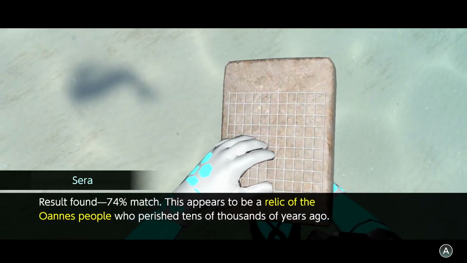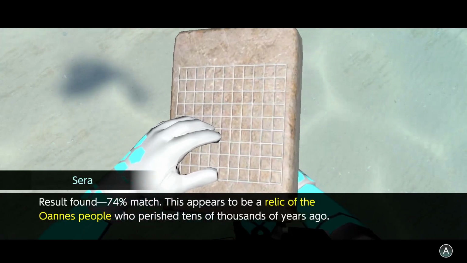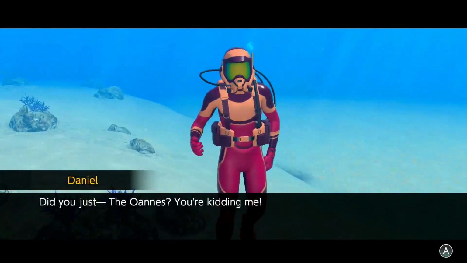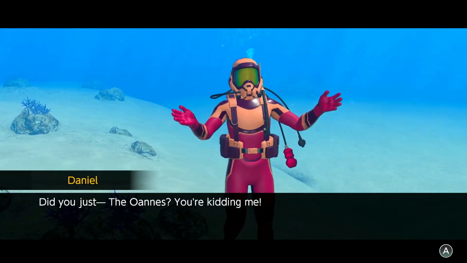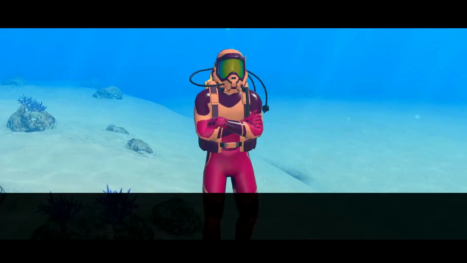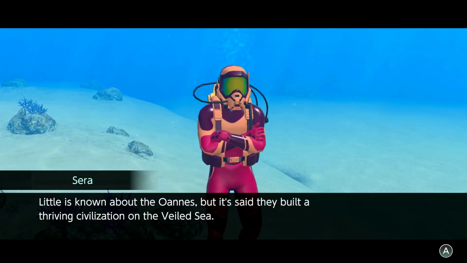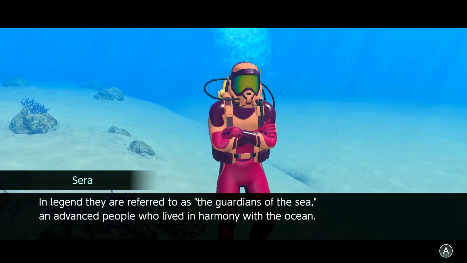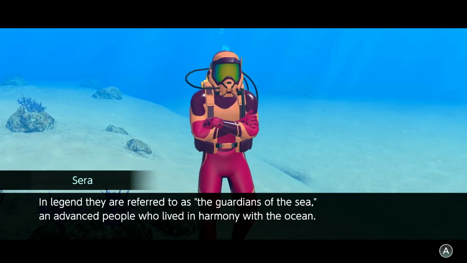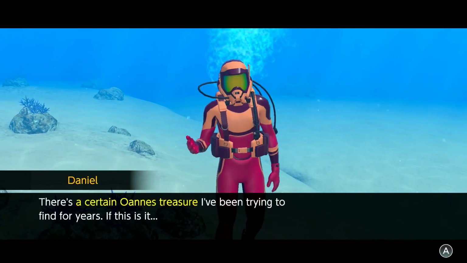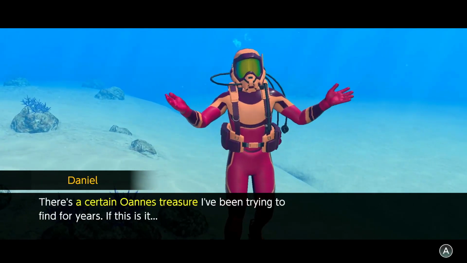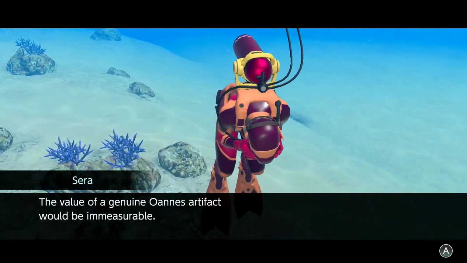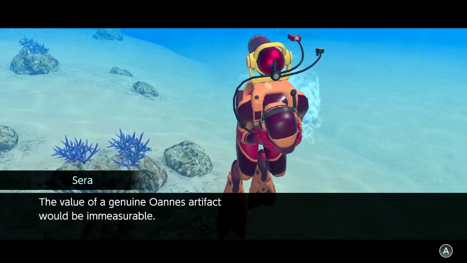Result found, 74% match. This appears to be a relic of the Oan's people who perished tens of thousands of years ago. Little is known about the Oans, but it's said they built a thriving civilization on the Veiled Sea. In legend they are referred to as the Guardians of the Sea, an advanced people who lived in harmony with the ocean. The value of a genuine Oan's artifact would be immeasurable.